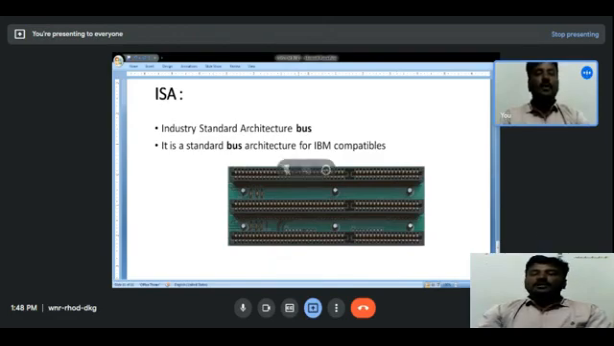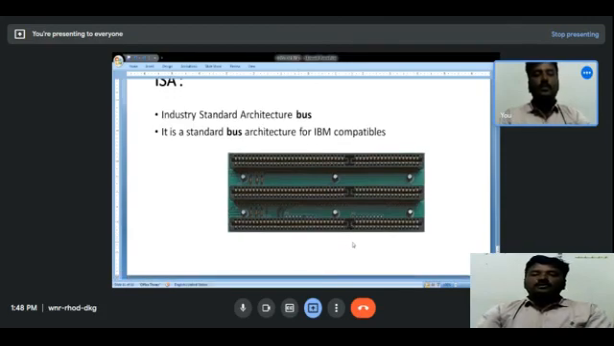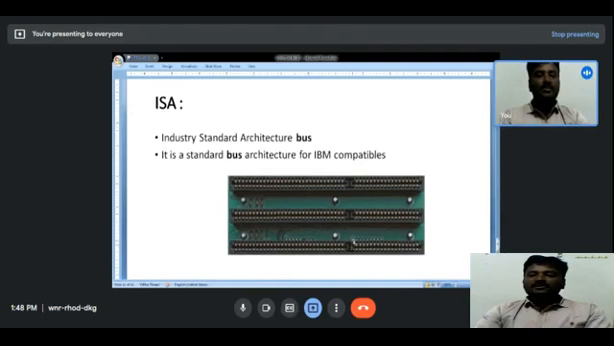It was first initiated by IBM, International Business Machines, for its own computer components. So it is a standard bus used for IBM compatible machines. So these are all the different types of buses as of now we have seen.